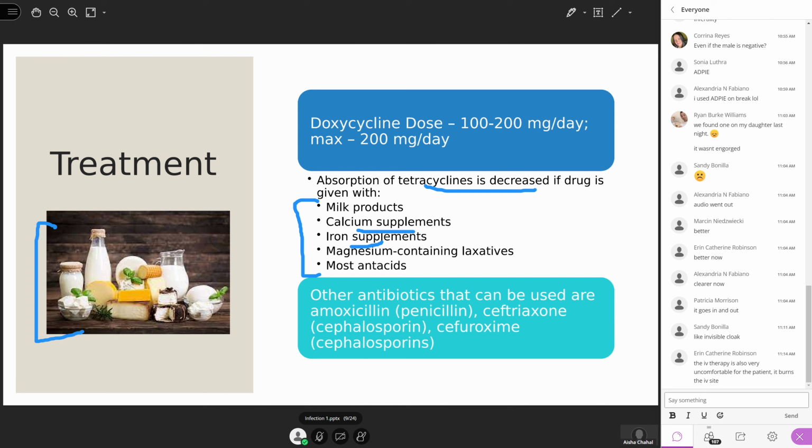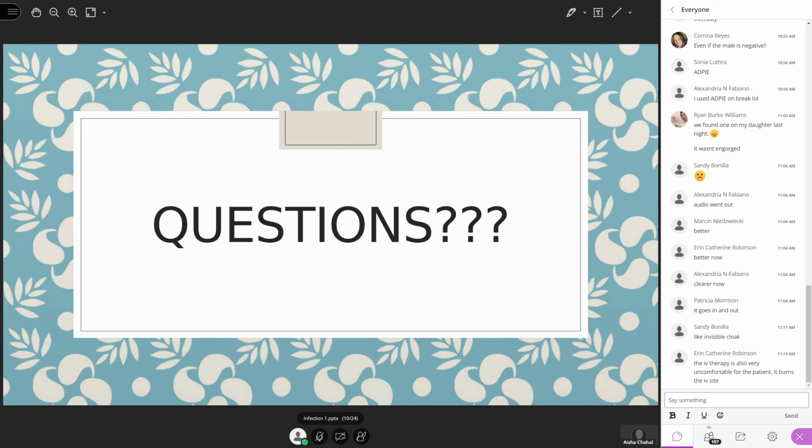Other antibiotics can be used: amoxicillin, ceftriaxone, cephalosporins, penicillin. Again, we are revolving around these 4 categories of antibiotics, which I already have mentioned. And now questions on Lyme disease.